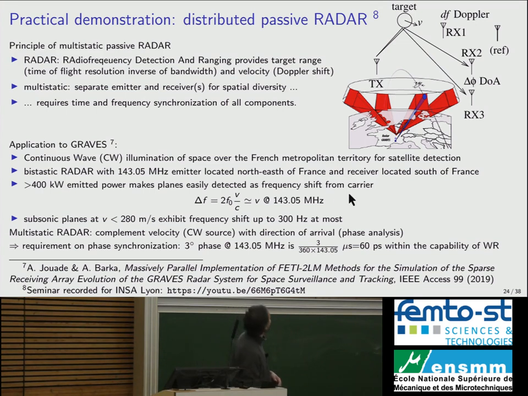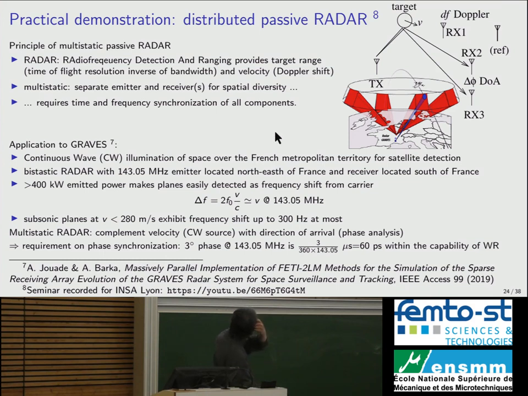Just as a quick reminder, 30 kilometers from Besançon, in Haute-Saône, there is the GRAVES radar emitter. GRAVES is the French space surveillance radar that will illuminate any spy satellite flying over France. And it's a bistatic radar with the emitter located in Haute-Saône next to Besançon and the receiver located on Plateau d'Albion, south of France. So it's a bistatic radar extending the whole length of France.